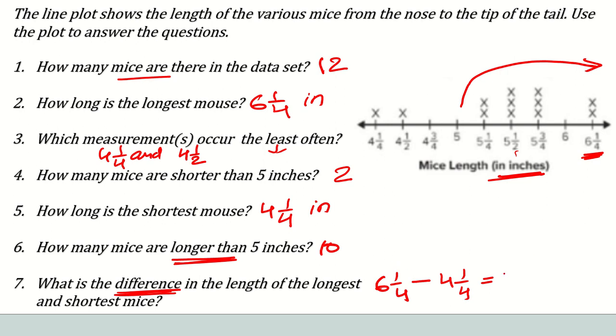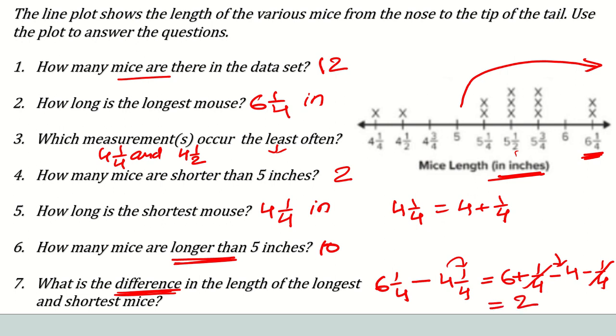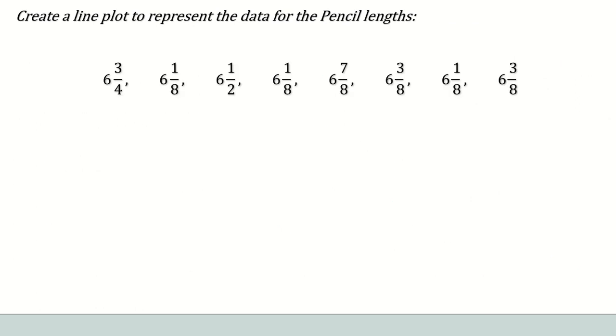Here 6 and 1 over 4, you can write it as 6 plus 1 over 4, and because we have this minus sign, after that all the things will be minus, so it will be minus 4 and minus 1 over 4. Basically every time you can write like this. 4 and 1 over 4 means 4 plus 1 over 4, and because of this negative sign I have written everything negative. So this 1 over 4 cancels, and 6 minus 4 is 2. Okay, so 2 inches. Like this you can do this question.